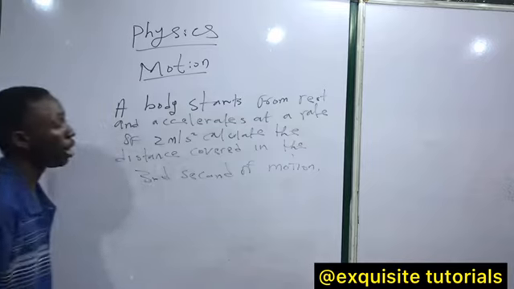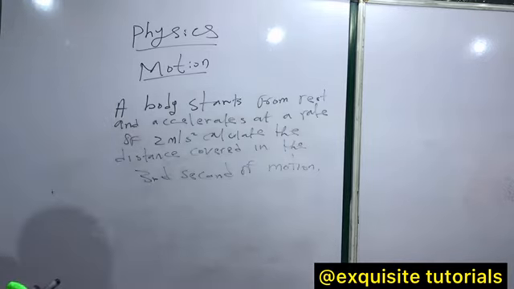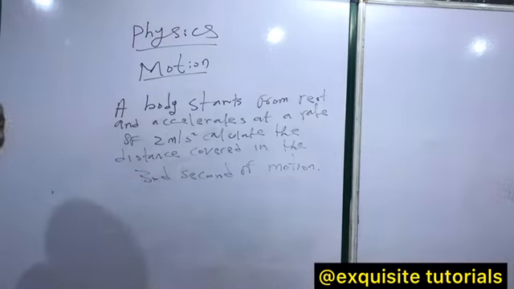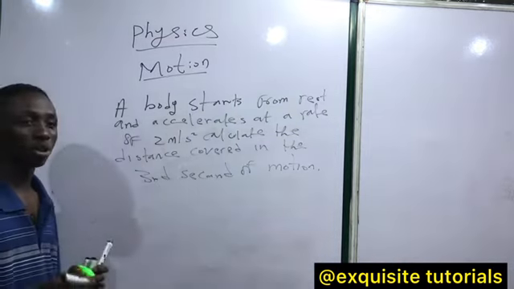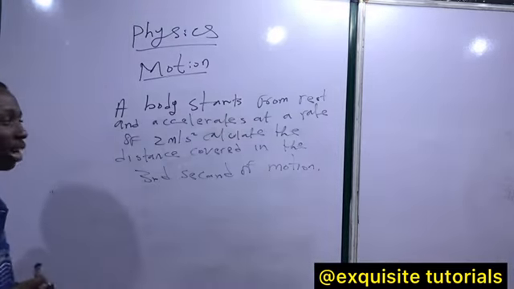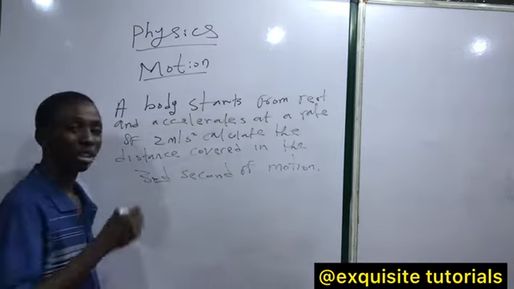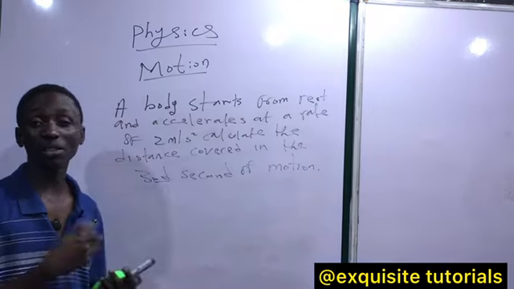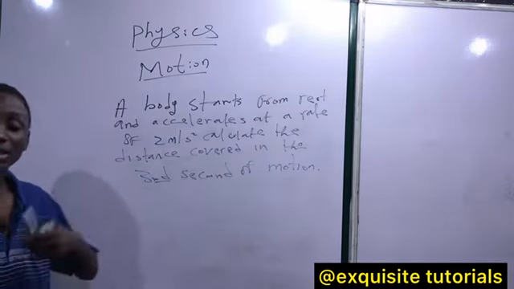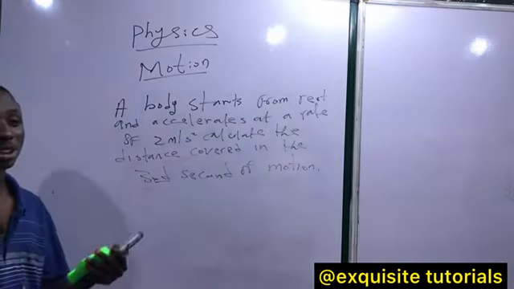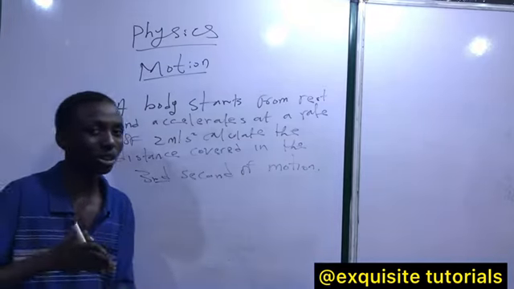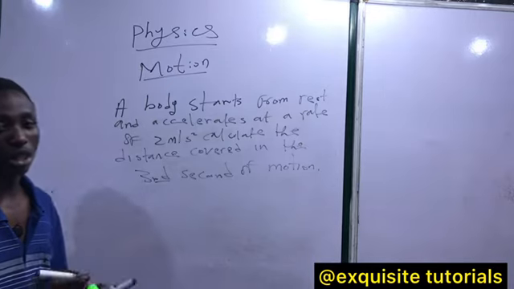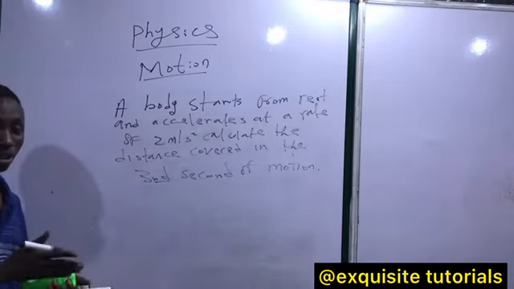Let's say we have this. A body starts from rest and accelerates at a rate of 2 meters per second square. Calculate the distance covered in the third second of motion. Now, anytime we see questions like this, where we reference a time that has a suffix like third, second, fifth, sixth, seventh, eighth, ninth, 10th, 11th, 12th, 13th, 14th, that is a particular suffix attached to them.